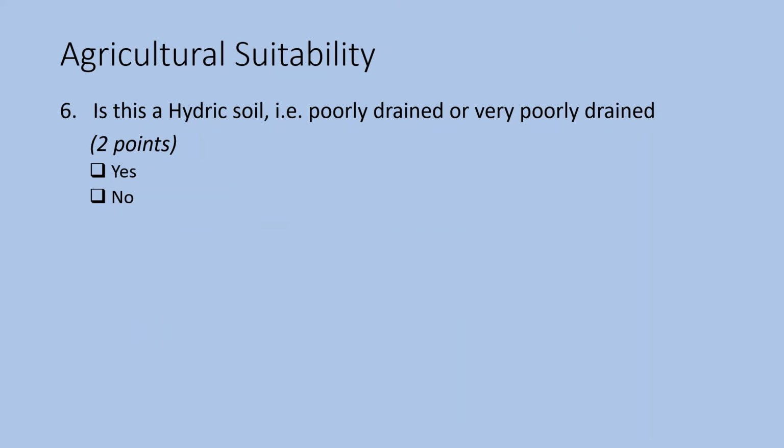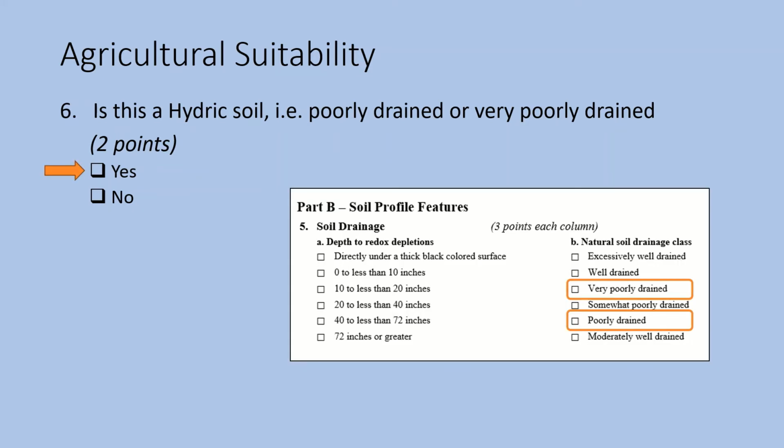The next question is asking if the soil is hydric, meaning is it a wetland soil? So you'll look back again at the drainage class. If the soil is poorly drained or very poorly drained, meaning that you have a water table in the upper 10 inches of the soil or even possibly ponding on the surface, this is a hydric soil or a wetland soil, so you would check yes.